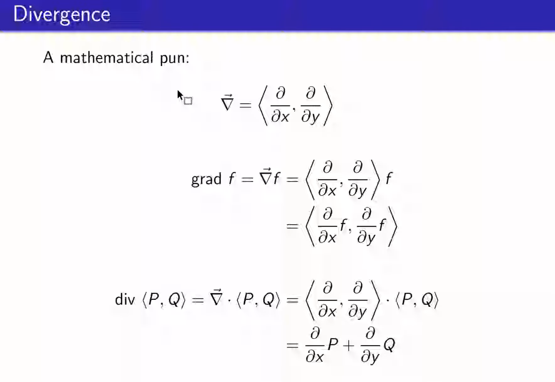Maybe it's more like a play on words. So here's the idea. This is what the upside down triangle is. It's a vector that's got two components. Partial derivative with respect to x is here. Partial derivative with respect to y is there.